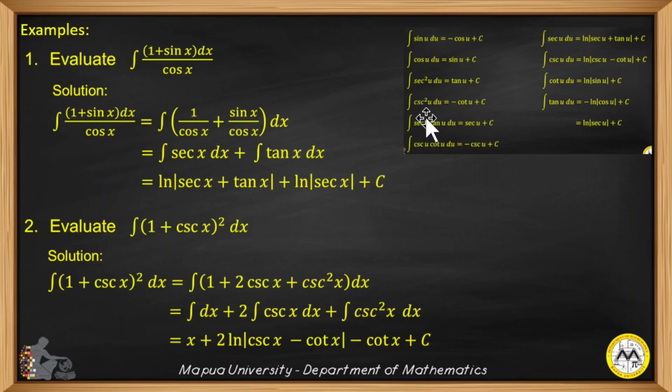But from the formula, recall that the integral of cosecant squared u du is negative cotangent u plus c. So here your u is x and your du is dx. So applying this formula, we have negative cotangent u plus the constant c, but your u is x. So the final answer is x plus 2 times the natural log of absolute value of cosecant x minus cotangent x, minus cotangent x plus the constant c.